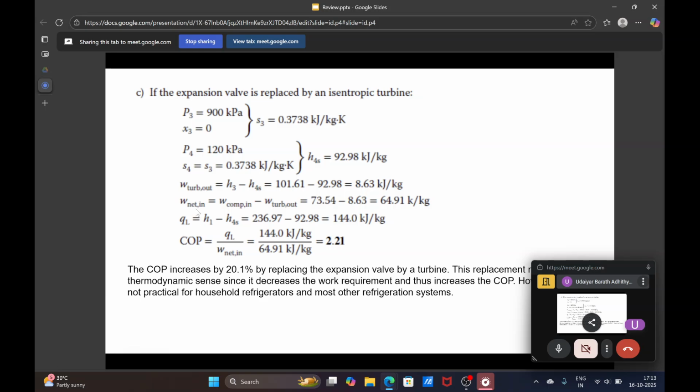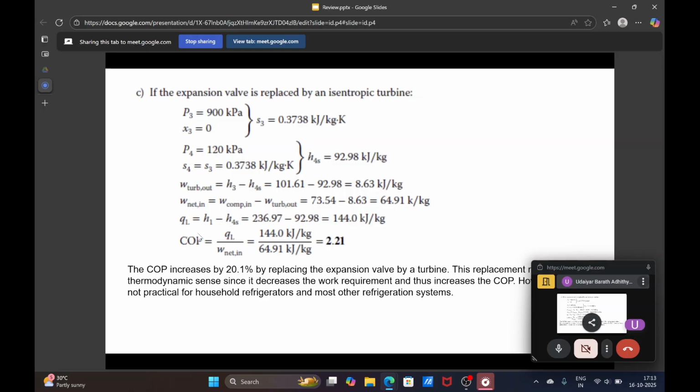So the net work which is supplied to the refrigeration cycle is, compression consumes some work and some part of it is recovered in the turbine, in case when you are using a turbine. So the net work is the difference between the work supplied: 73.54 is the compression work which is supplied, minus 8.63 is the work produced in the turbine. So that gives you the net work to be 64.91 kilojoule per kg.